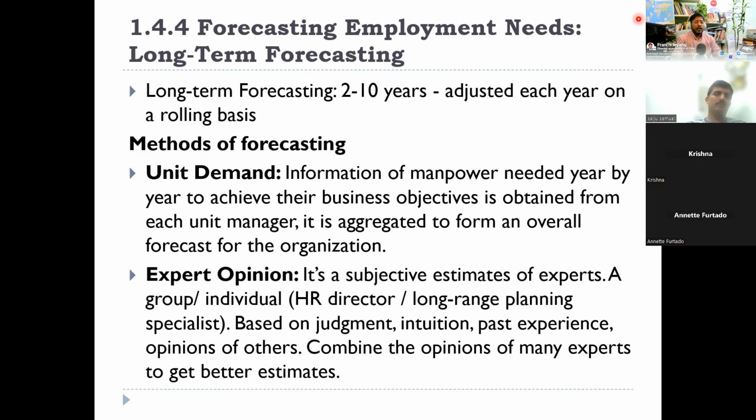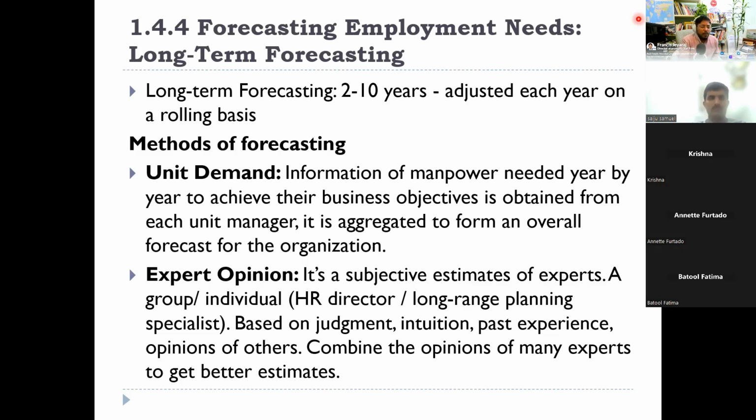Today, we are just reflecting on long-term forecasting. Long-term forecasting involves methodologies like unit demand and expert opinion, and you need to carry it out very systematically, in a scientific manner. So, how are you going to build those numbers? That matters for unit demand and expert opinion.